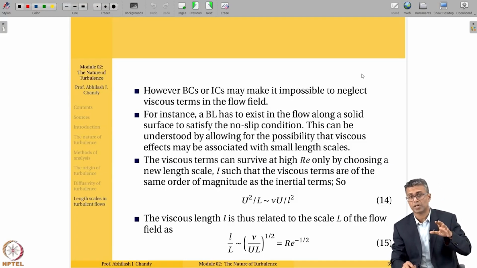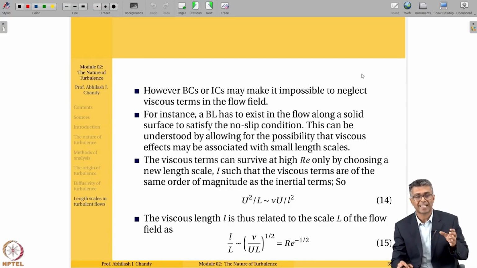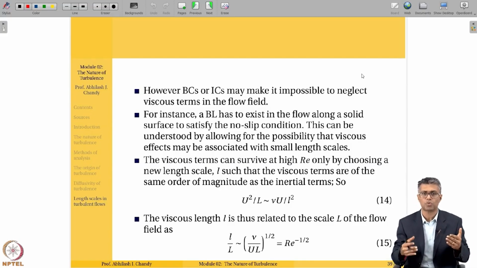However, the boundary conditions and initial conditions of the flow might not allow us to do that. Okay. So for example, flow over a flat plate, boundary layer, you have the no slip condition that has to be satisfied. In fact, any flow that involves a solid surface has a no slip condition that has to be satisfied. If you completely neglect viscosity or viscous effects in general, then the no slip condition cannot be satisfied. Then the boundary layer does not exist in the first place. So that takes us into a bit of a conundrum, like what do we do here, right?